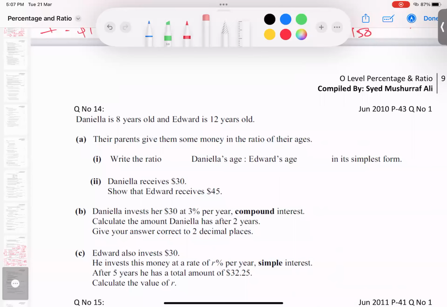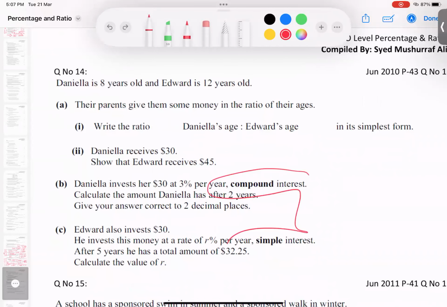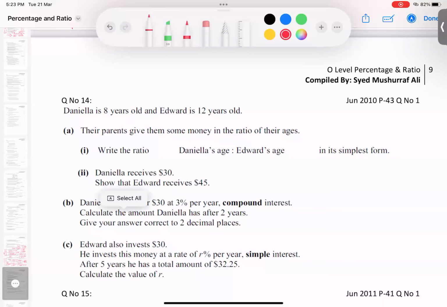Yes, students, you have to try this question now. It came in June 2010, variant 43, question number 1, and it also contains simple and compound interest. I think this question is a bit easy, but in the last part maybe some trick is there. So all of you please try this question, and I'm waiting for your solutions. I hope you have finished and now you can check your answer.